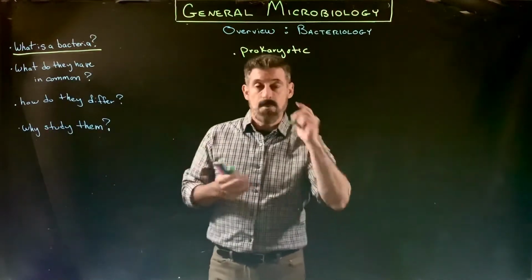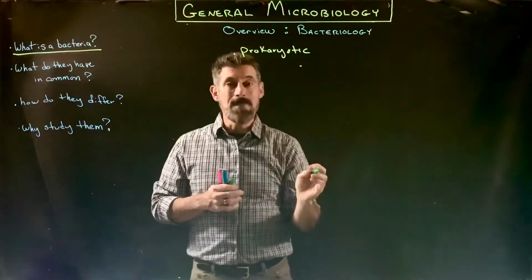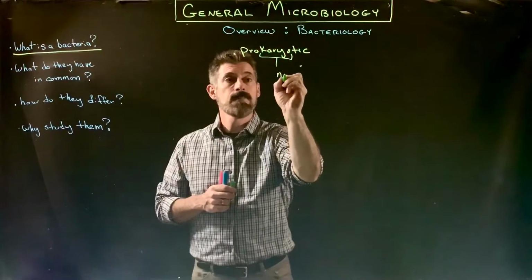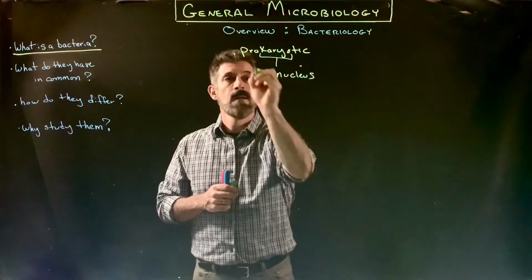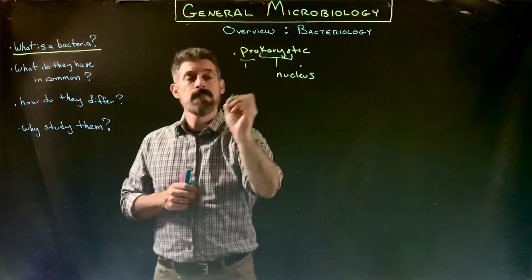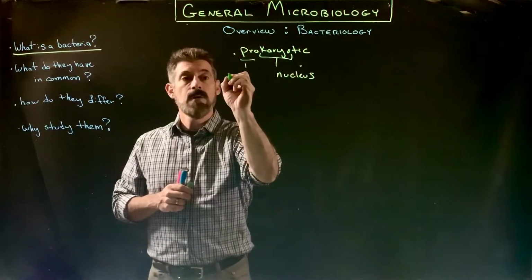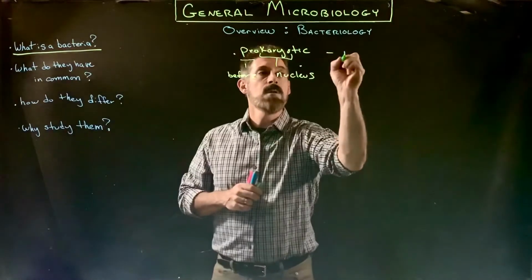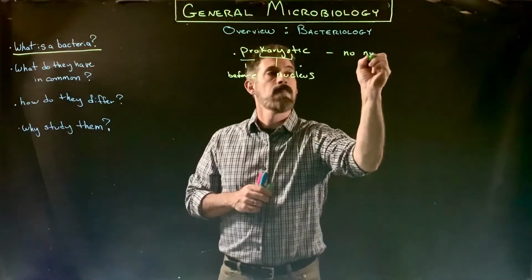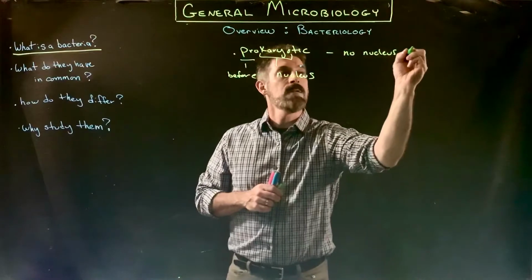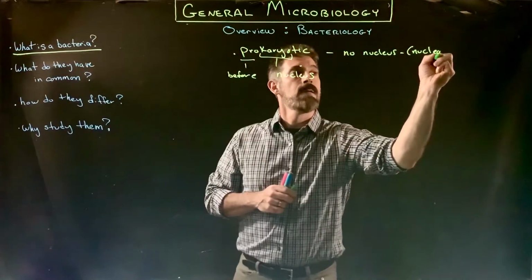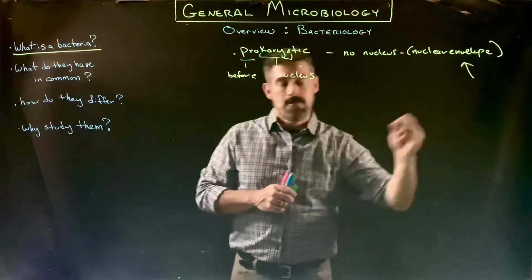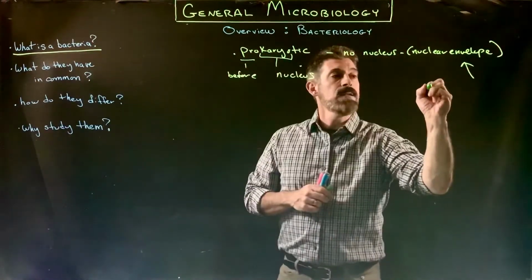So bacteria are prokaryotic cells, and hopefully we know what that means, right? We know that karyo means nucleus. Pro means before. So this is before the nucleus, and so these are cells with no nucleus, and that's no nuclear envelope, which is a roundabout way of saying it's an internal membrane.